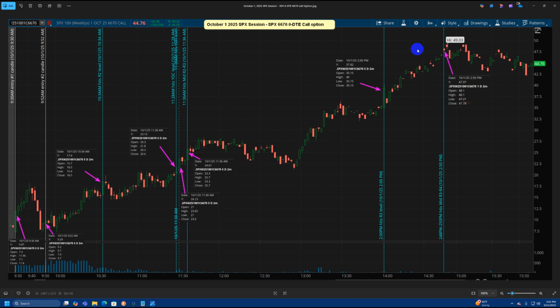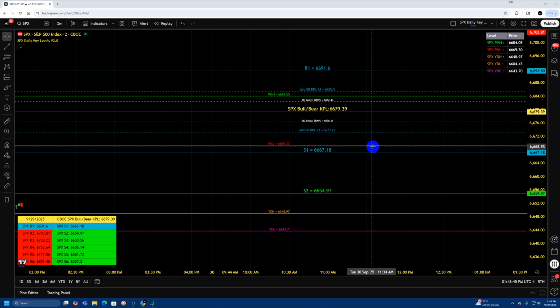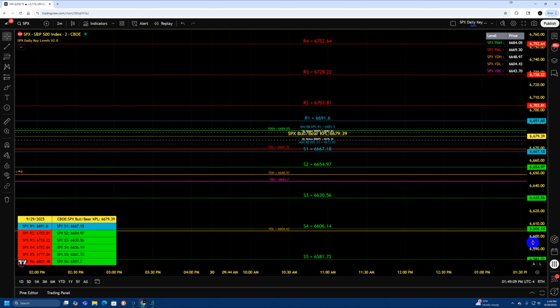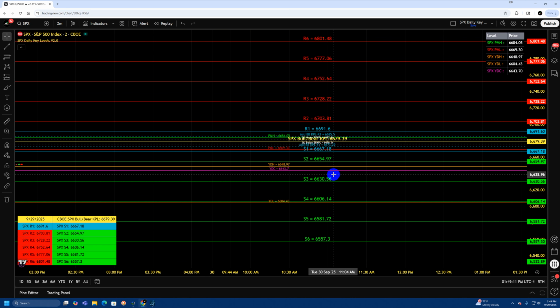Okay, now we're just going to go back to the main chart. Hello, in this video we're going to go over how to take trades off of the other main R and S levels. So this would be taking trades off other levels besides the bull bear key price level. The main R and S levels are your R1 through R6 and S1 through S6. So if we zoom out here, we'll have R1 through R6, S1 through S6.